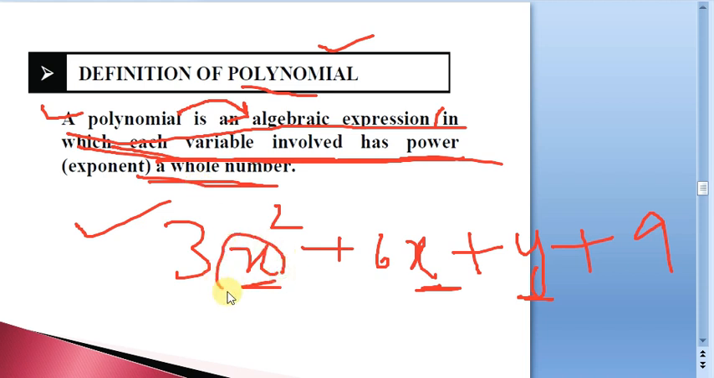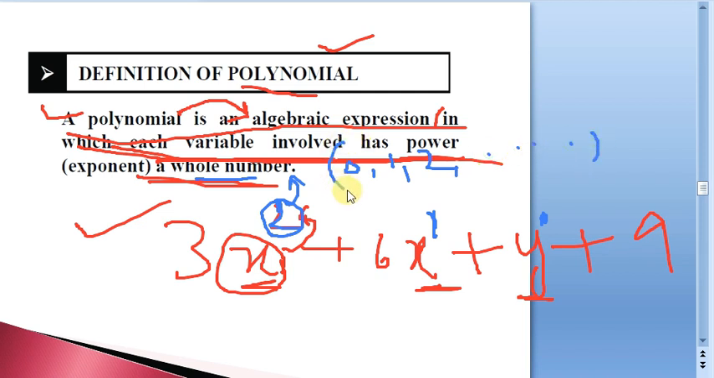For this x, what is the power? This particular 2. For the next x, the power is 1, because by default, when nothing is written, the power is 1. Now see these powers. Is 2 a whole number? Yes. What are whole numbers? Better remember it. Whole numbers are 0, 1, 2, 3, and so on. There should not be any negative powers, there should not be any fractions, and there should not be any decimals.